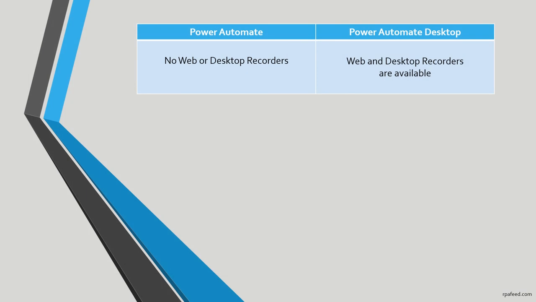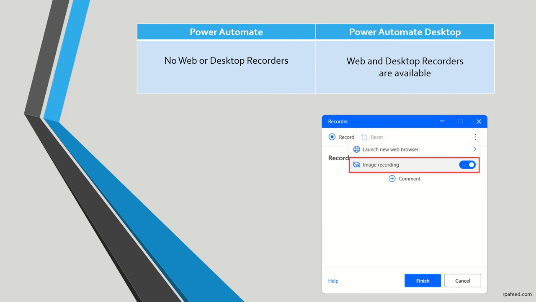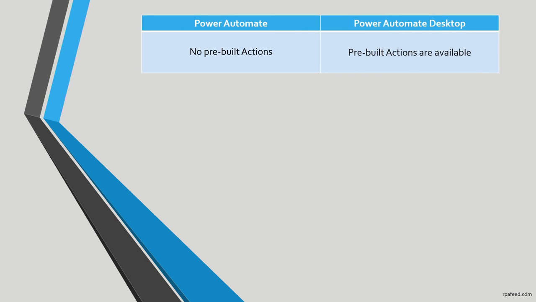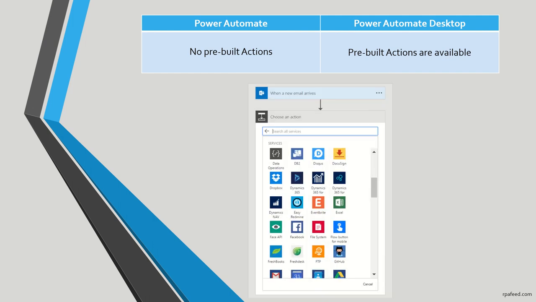In Power Automate, you don't get any web or desktop recorders to record your screen or any object. But in Power Automate Desktop, you get these options, web recorder and desktop recorder. Using this recorder command, you can launch those actions. Then in Power Automate, there are no pre-built actions available. But in Power Automate Desktop, there are pre-built actions that you can use. So these are the list of actions available and ready to use.